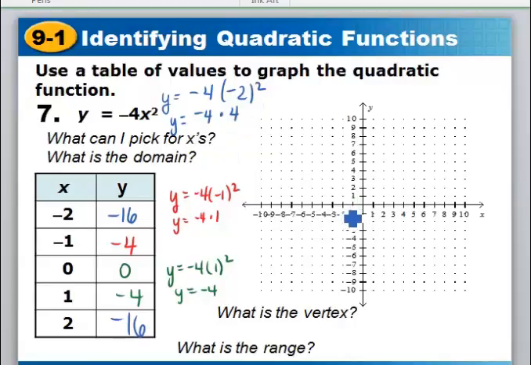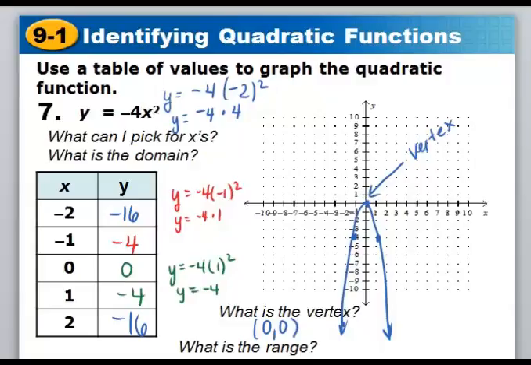So I'll graph these points. -2, -16 is way down here. -1, -4 is right here. 0, 0, 1, -4 is here, and 2, -16 is way below. Okay, so what is the domain? I may have to do that on the next video, but I will go and address the vertex. This is the vertex. The vertex is the highest or lowest point of the parabola, and the vertex on this problem happens to be 0, 0. I'll continue this on the next video.